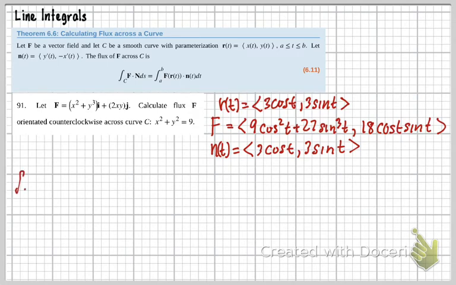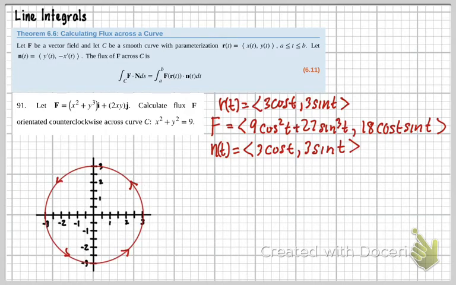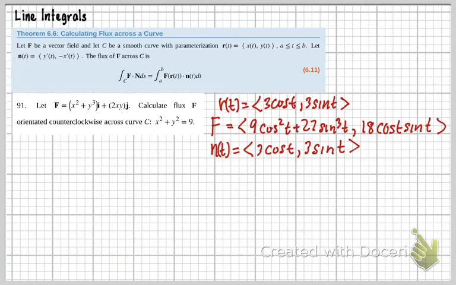So we have the integral. Let's talk about bounds. All right, so for the bounds of this, we're starting here and we're going all the way around. So if we're going all the way around the circle that way, our bounds are going to be from 0 to 2 pi. So now we have the integral from 0 to 2 pi, and our F of r of t there is going to be 9 cosine squared t plus 27 sine cubed t.